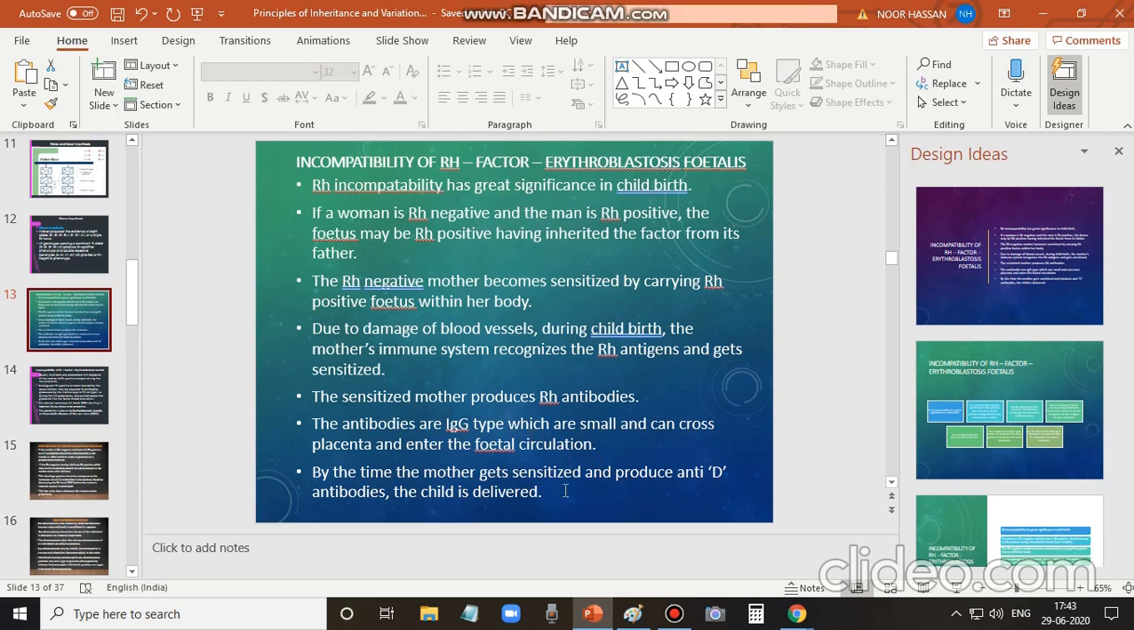By the time the mother gets sensitized and produces anti-D antibodies, the child is delivered. By the time the mother's immune system recognizes this antigen, gets sensitized and produces antibodies, the child is already delivered, so no harm is done to the child during this first pregnancy.